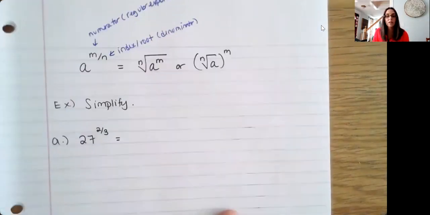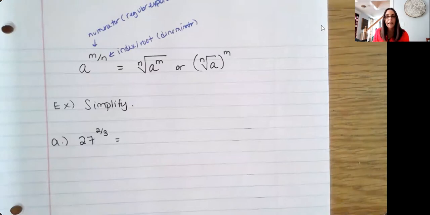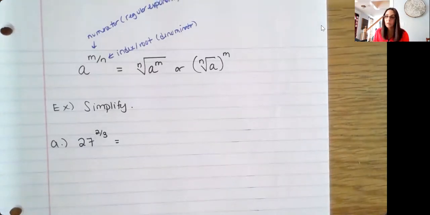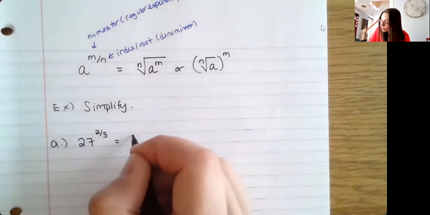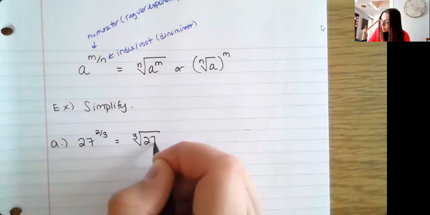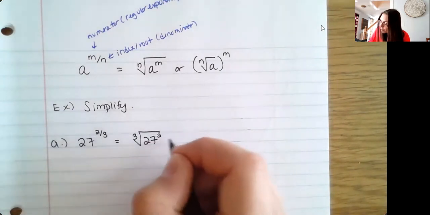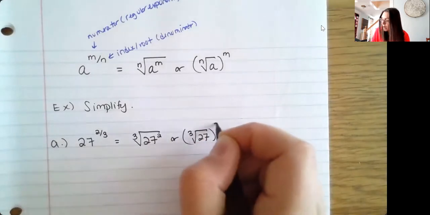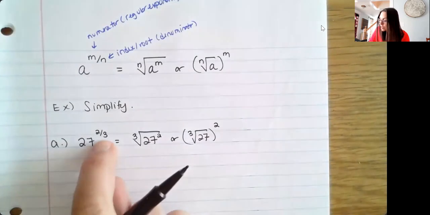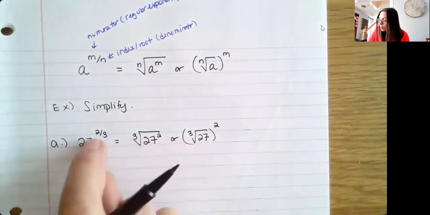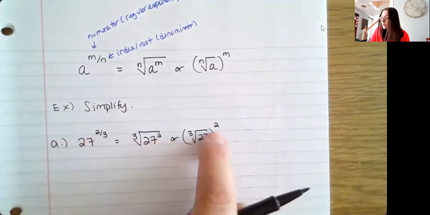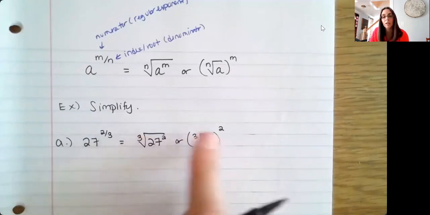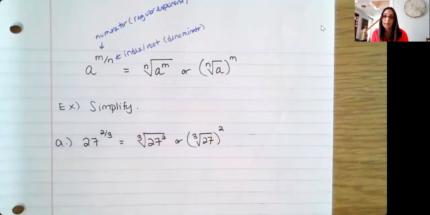So I have 27 to the 2/3 power. Now remember, the denominator is your root. So this is the same thing as the cubed root of 27 to the 2nd power. Your denominator is your root, and your numerator is your power. These will actually give you the same answer. It just usually happens that one of them tends to be easier to simplify, and you want to look at both cases.